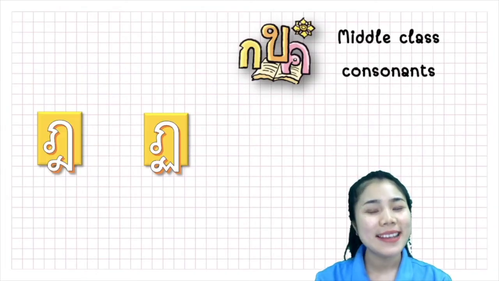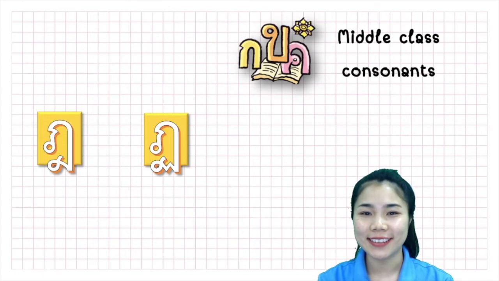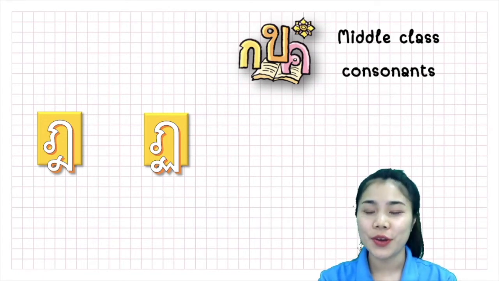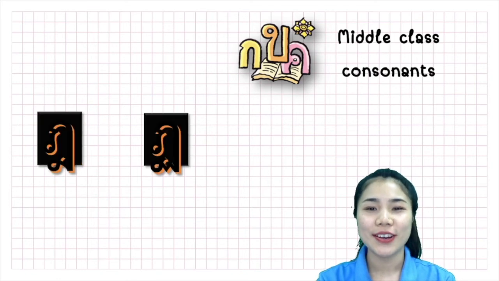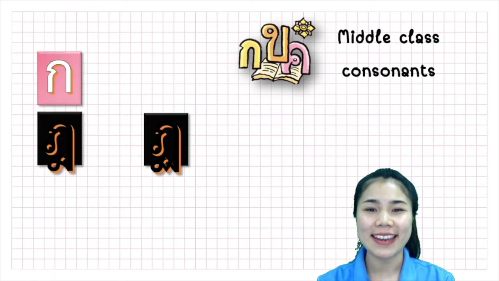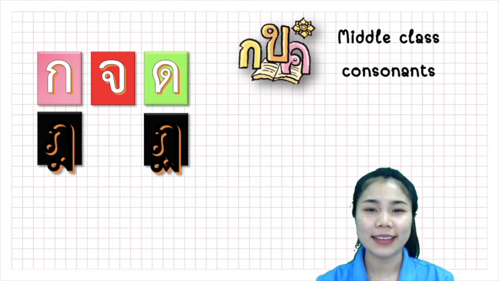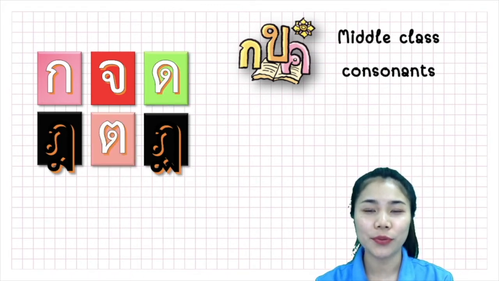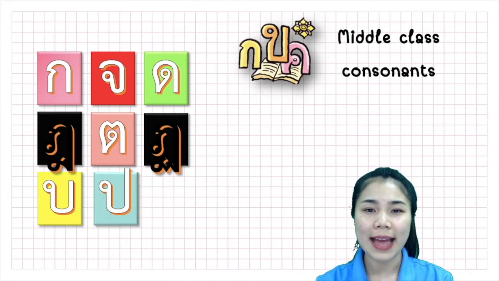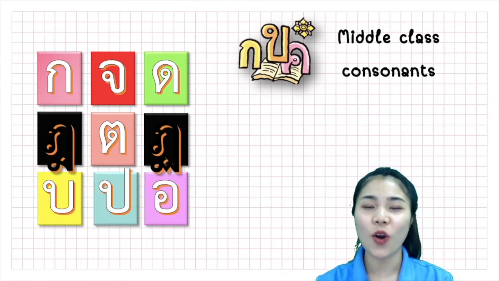And now let's review all the consonants again. Doshada and Topatak are rare. So we start with กอไก่ and next one จอจาน ดอเด็ก ตอเต่า บอใบไม้ ปอปลา and the last one is ออ่าง.